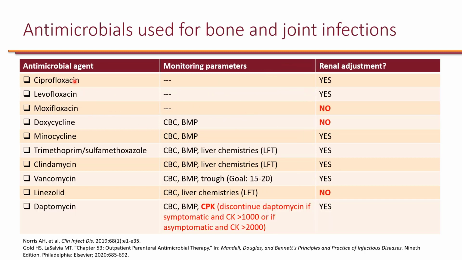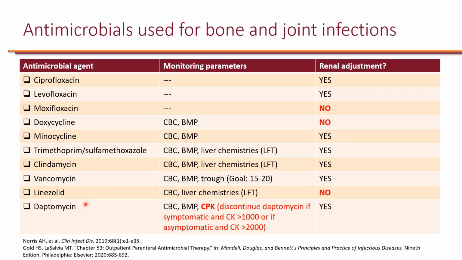Now, on this list, every agent is available as oral formulation with the exception of vancomycin and daptomycin. So vancomycin and daptomycin must be given as IV for the treatment of bone and joint infections. Again, for most of these agents, IDSA recommends a weekly monitoring of CBC and BMP. And for some of them, you also need liver chemistries. And for vancomycin, it is also recommended to check a weekly vancomycin trough.